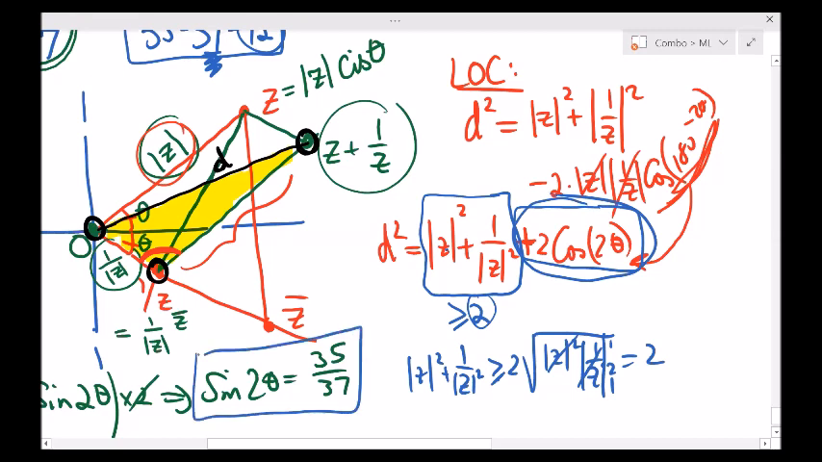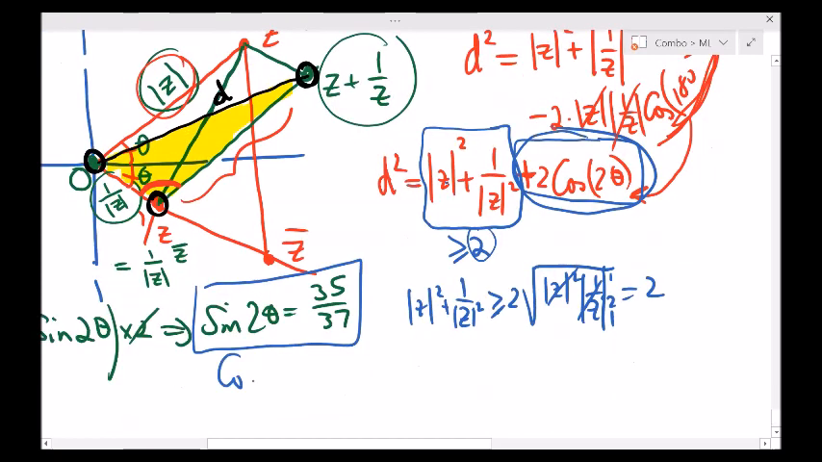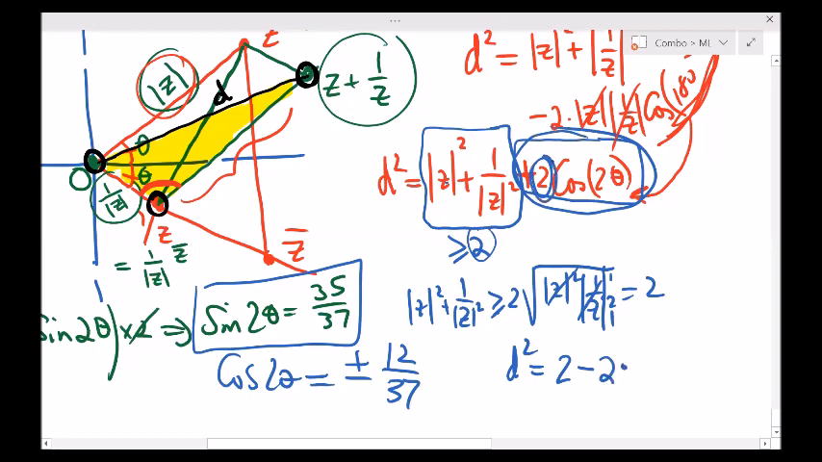If sine 2 theta is 35 over 37, necessarily cosine of 2 theta is plus or minus 12 over 37. You can just complete it into a right triangle. And then from there, we are done, right? So the smallest value of d squared, we need to pick the, oh sorry, 24, because there's a 2 in front of it. So therefore, the minimum value will end up being 2 minus 2 times 12 over 37. So this is just 2 minus 24 over 37, which is equal to 50 over 37. That's the minimum value.